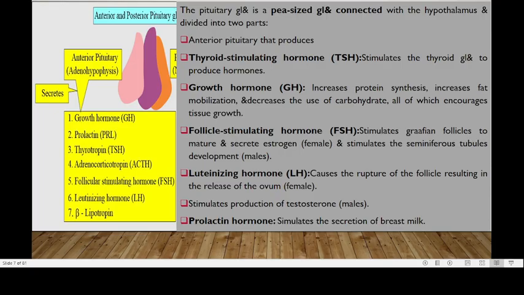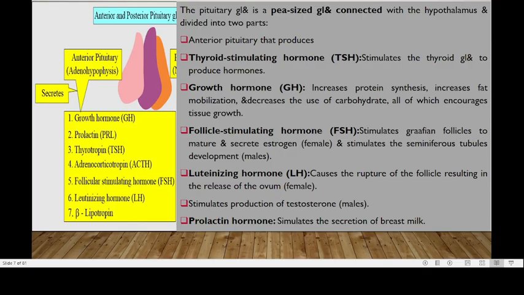Follicle-stimulating hormone, the FSH, stimulates the Graafian follicles to mature and secrete estrogen in females and stimulates the seminiferous tubules development in males. Luteinizing hormone, LH, causes the rupture of the follicle, resulting in the release of an ovum in females. In males, it stimulates production of testosterone. Prolactin hormone stimulates the secretion of breast milk.